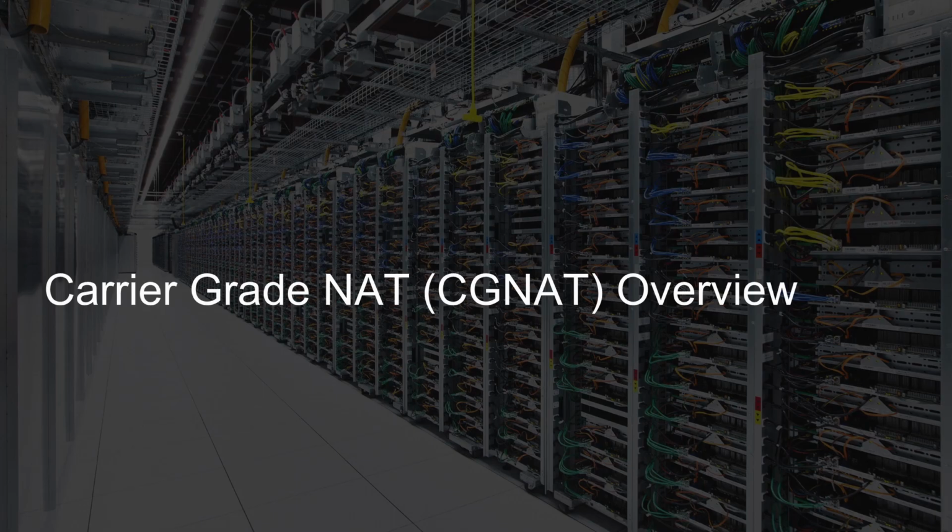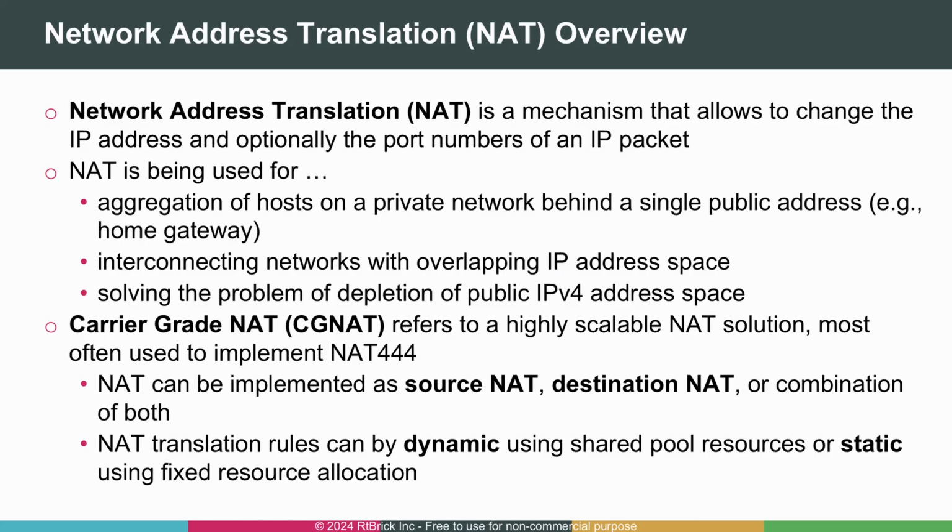In the following section, we explain how network address translation works and provide an overview of the different types that are available. Network address translation is a mechanism that allows a device to modify the IP address of a transit packet. Optionally, the translation device can also alter the port numbers of an IP packet, a technique known as network address port translation or simply port address translation.